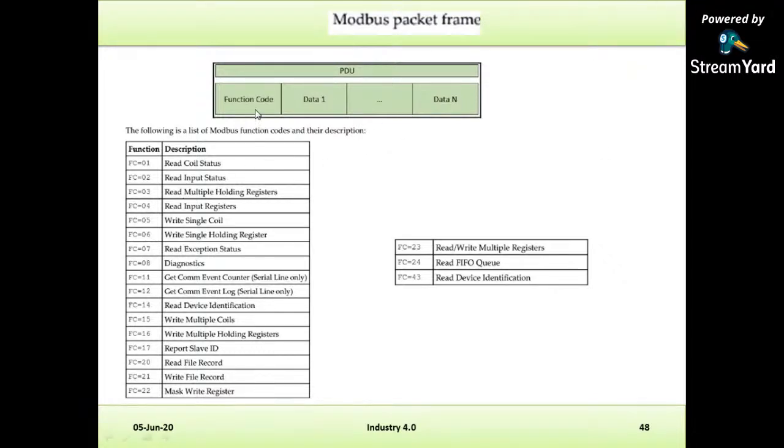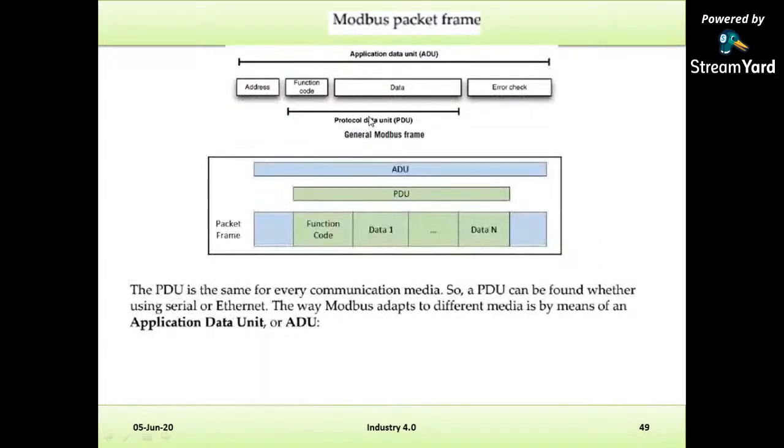And here, what function code are you going to give? If you press 01, then you'll get the read coil status. If I give function code 24, then it reads the FIFO queue, like that way. So you choose the operation, and the data transfer is possible based on the function code. Then according to the packet frame, what will happen? You mention the address where you're going to send the data: address, function code, data, and error check, to see whether we received all those data or not. Then the error checksum is also available.